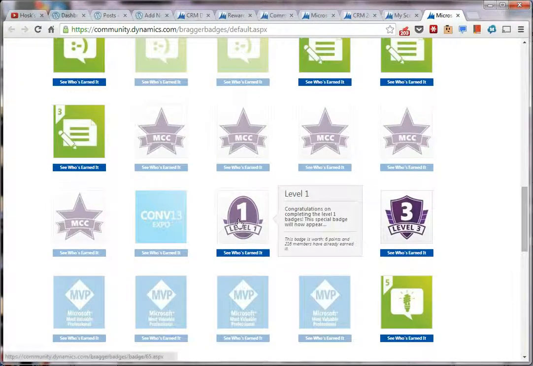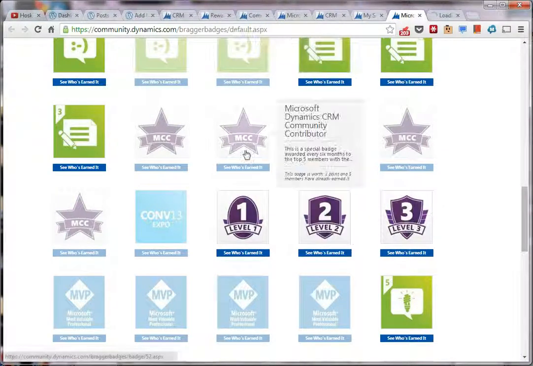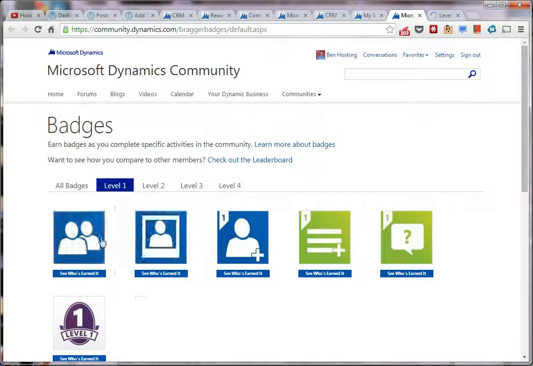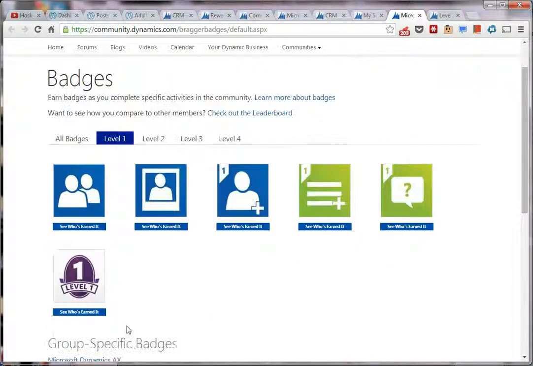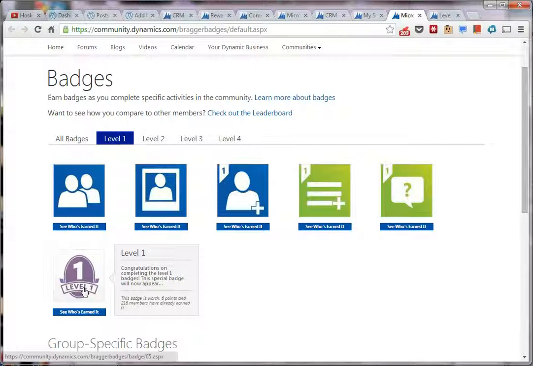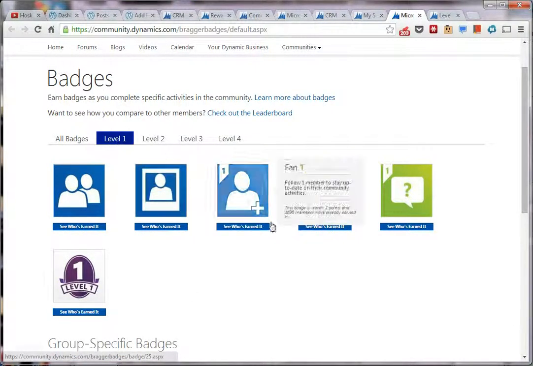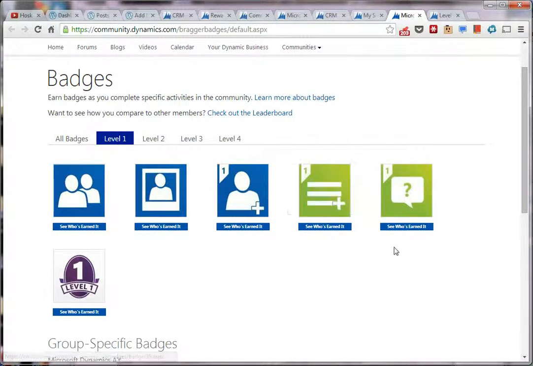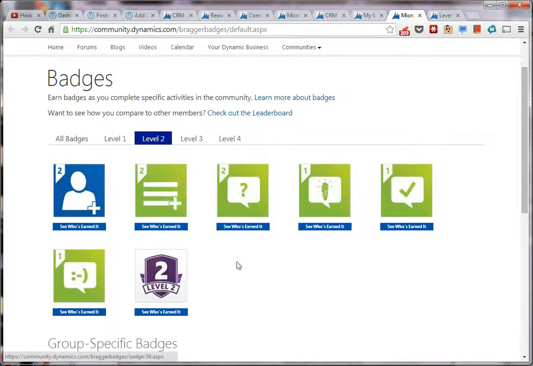So also you've got the concept of levels, and this is quite a good piece of functionality. Here you click this, and then you can see what badges you need and which ones you've got. They'll be greyed out if you haven't got them. So you need to join one of the forums, put a picture up for your profile, follow someone, subscribe to a keyword, and post a forum question. So that's pretty easy. You can achieve that fairly simply.